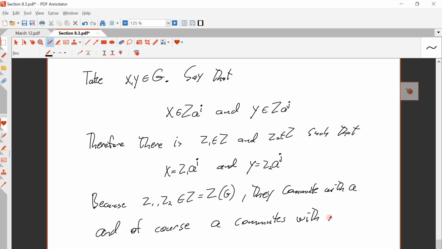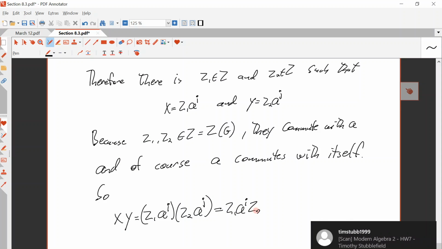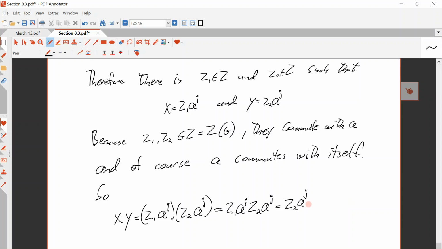Right, so X times Y is equal to Z1 A to the I times Z2 A to the J. Z1 commutes with A, Z2 commutes with A, and A commutes with A. Powers of A commute with themselves. So you can just commute these guys. You don't have to do an association here. So Z1 A to the I Z2 A to the J is equal to Z2 A to the J Z1 A to the I, which is equal to Y times X. And that's it. Pretty cool.